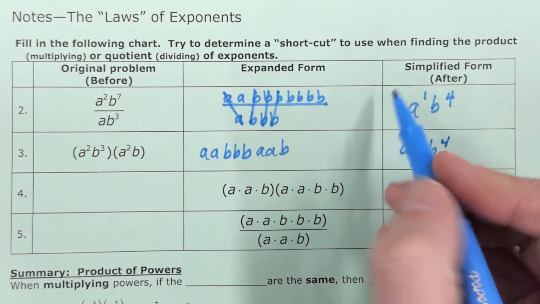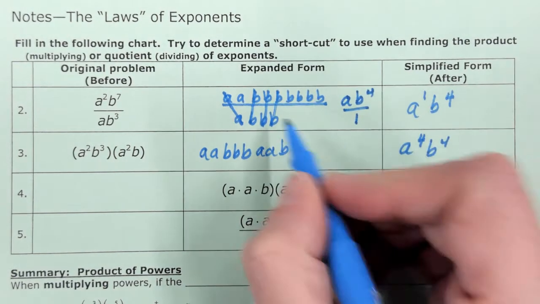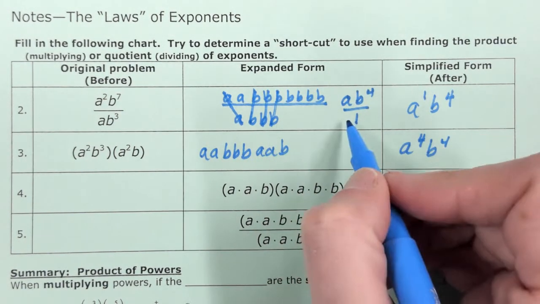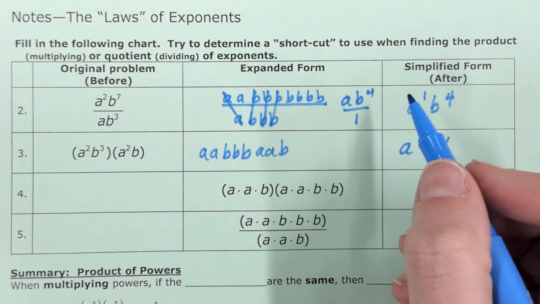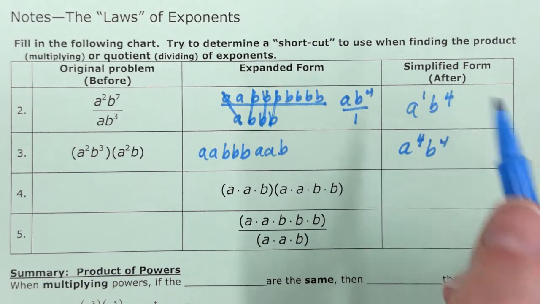And by the way, on this one, I actually ended up with a to the 4th b to the 4th over 1 because I have nothing on the bottom. And when there's nothing left on the bottom, I put a 1. So that means all of this stuff wound up on the top. Okay, so that's what we did before.